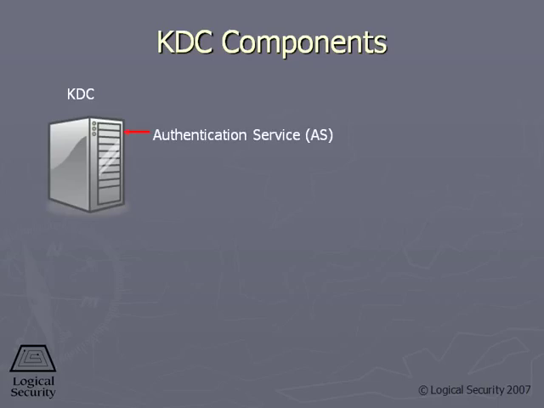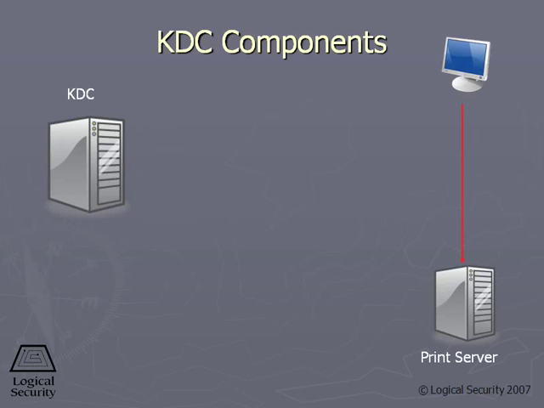Within a KDC, we have an authentication service, and we have a ticket granting service, a TGS. Within the KDC, again, that's where all the principals' credentials are. Now, in an environment that is using Kerberos, a principal cannot talk directly to a principal. So I cannot just send over a print job to a print server. I have to go through this whole authentication process. The principals don't trust each other, so they can't directly communicate.